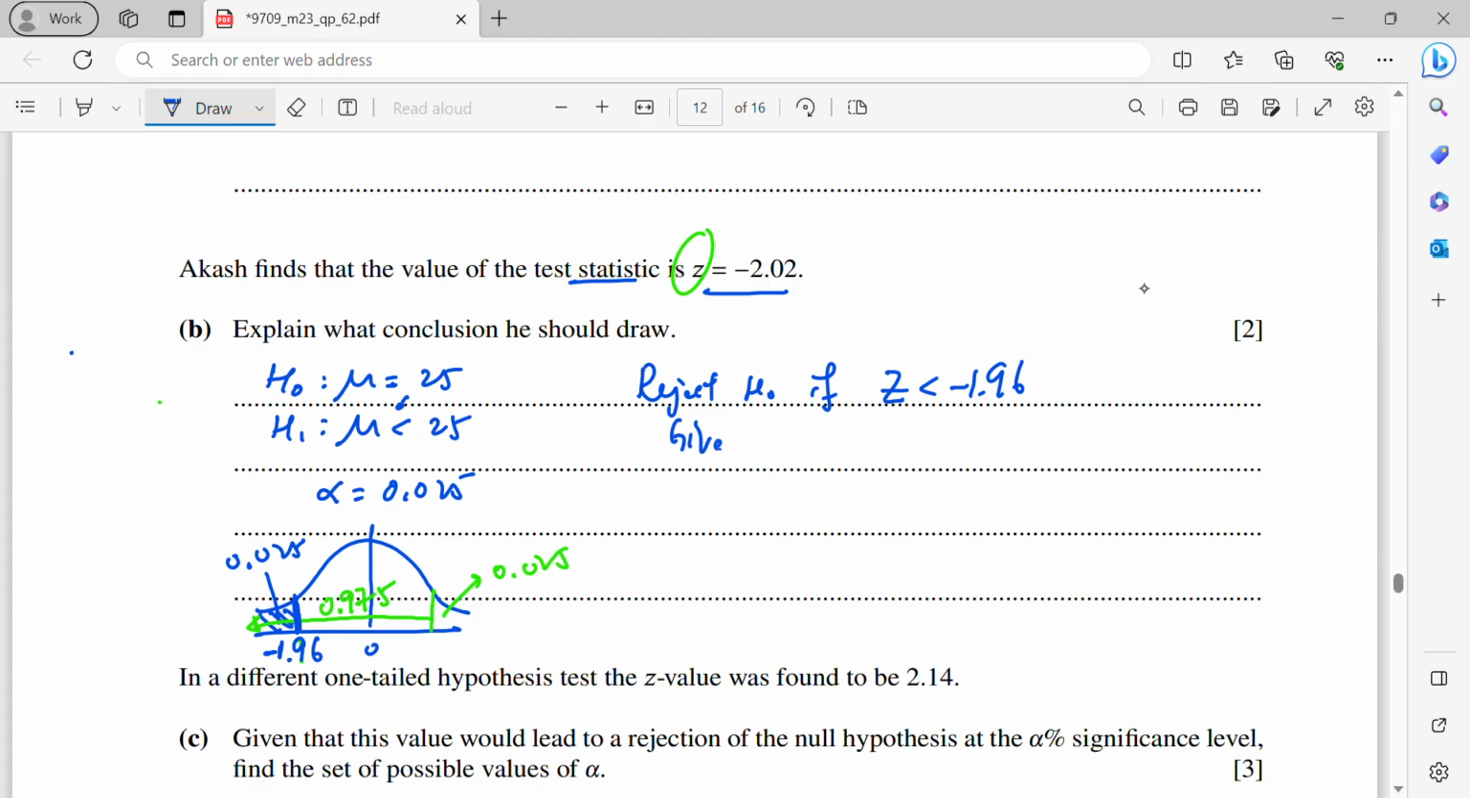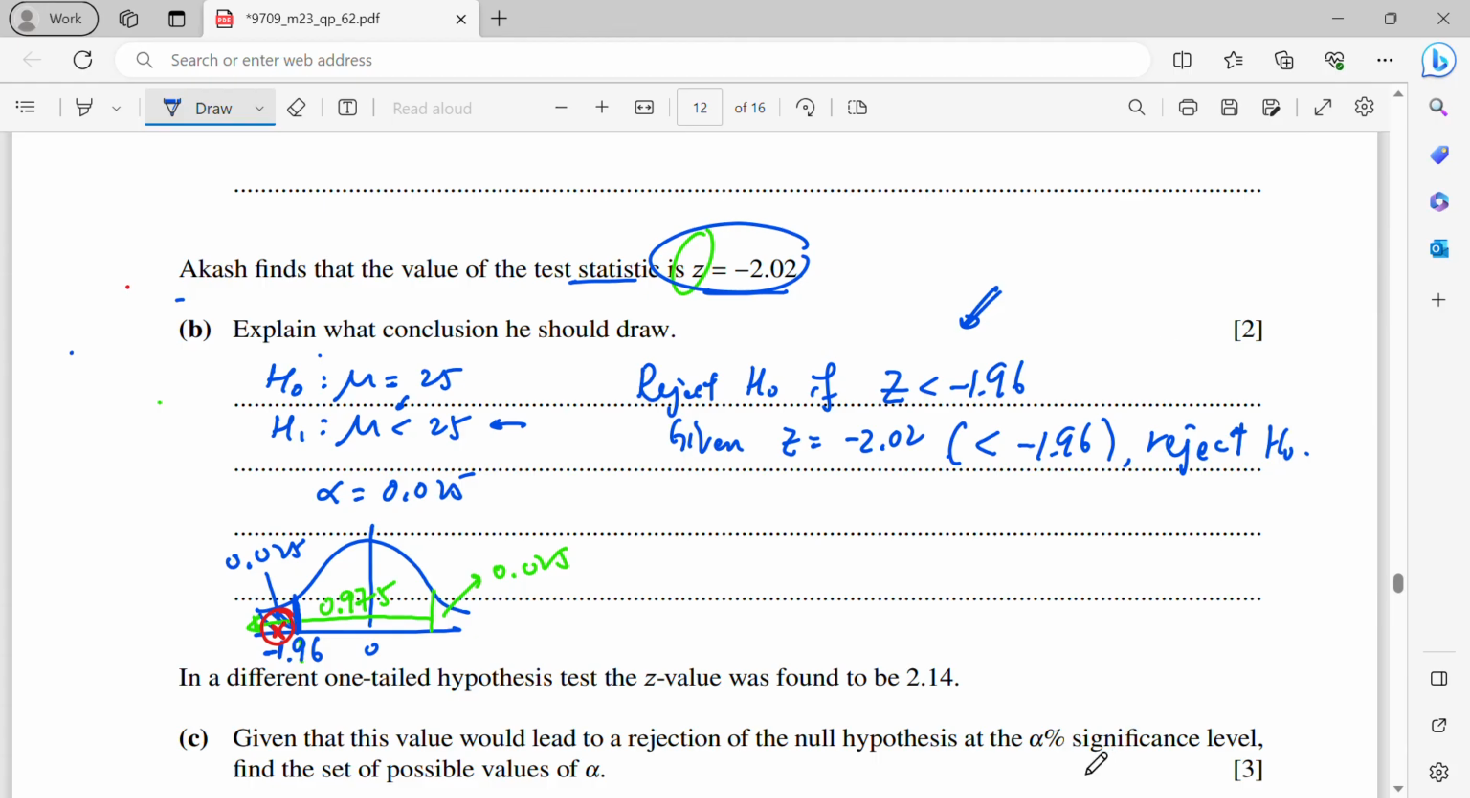So now given z is negative 2.02. So it's given over here. So now if negative 2.02, that means it is inside the region. So whenever inside the region, based on this rejection criteria, we have to reject H0. Okay, so that is our decision. So I will write reject H0. Or probably you can just write down given this, it's less than negative 1.96. So we reject H0.